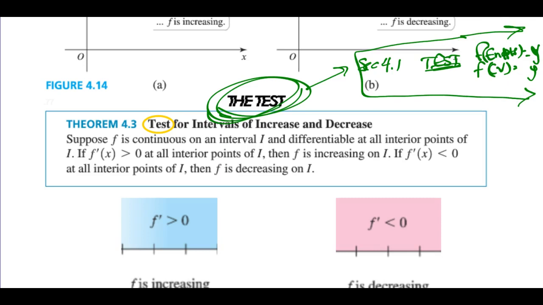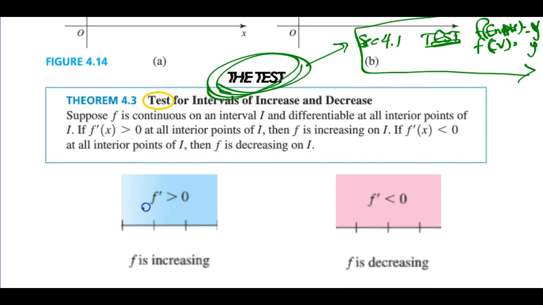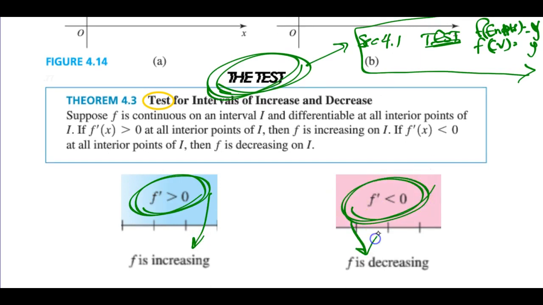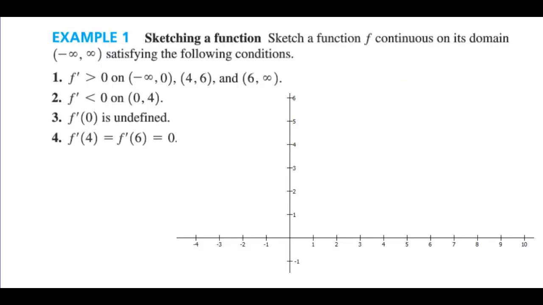So here comes the rule. If the first derivative is greater than 0, then the function is increasing. If the first derivative is less than 0, the function is decreasing. Let me give you an example where I'm going to have you just sketch a function given some information.